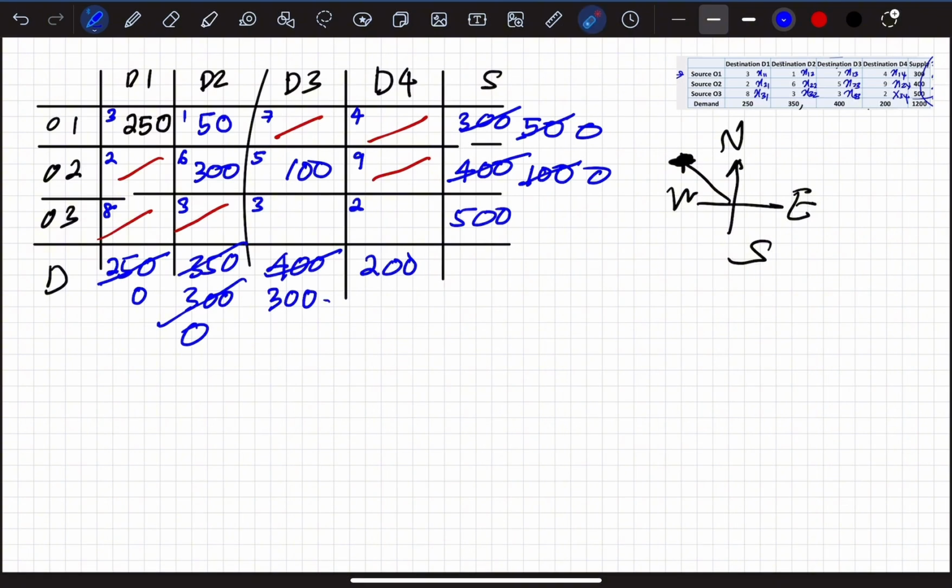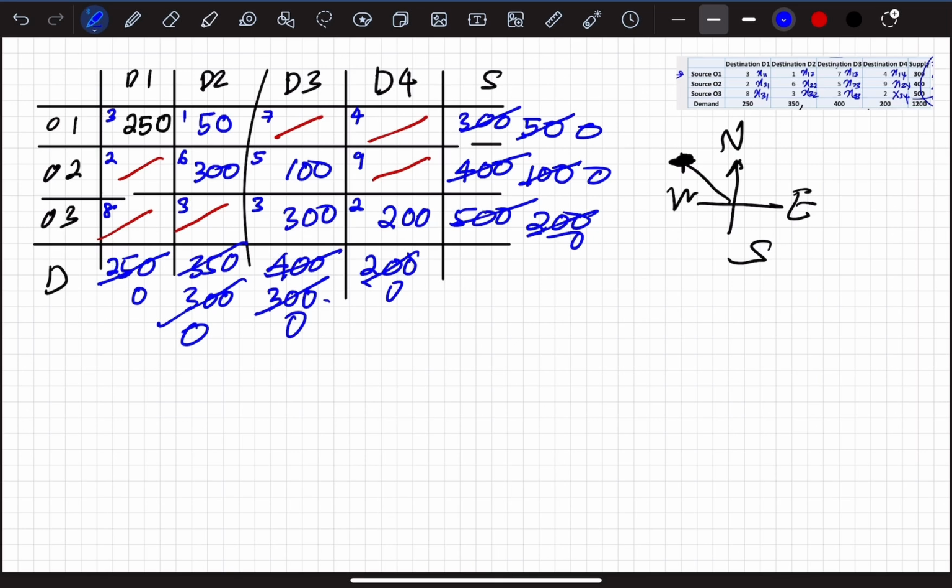Next we move below: 300, 500, we choose 300. So 300, this is equal to 0, no more. And then this balance is 200. The last cell, between 200 and 100... so this is 200. So we already use all of the demand and also the supply.